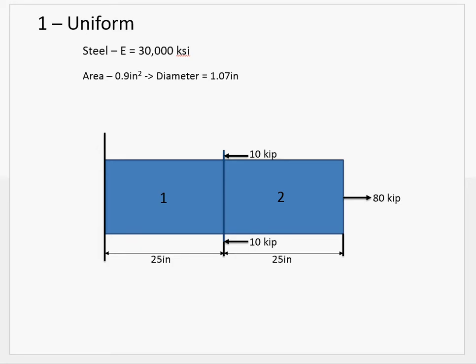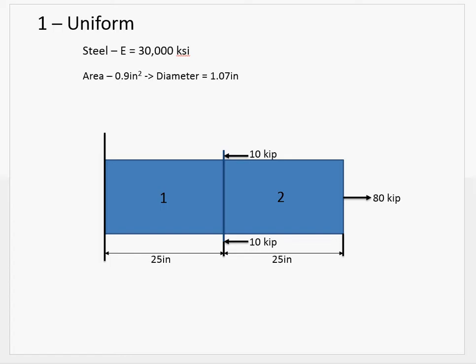So here's the problem we have. A circular shaft, 50 inches long, that has a completely uniform diameter and is all steel. So that means for all segments, it's going to have the same Young's modulus, 30,000 ksi, and the same area, 0.9 inches squared.